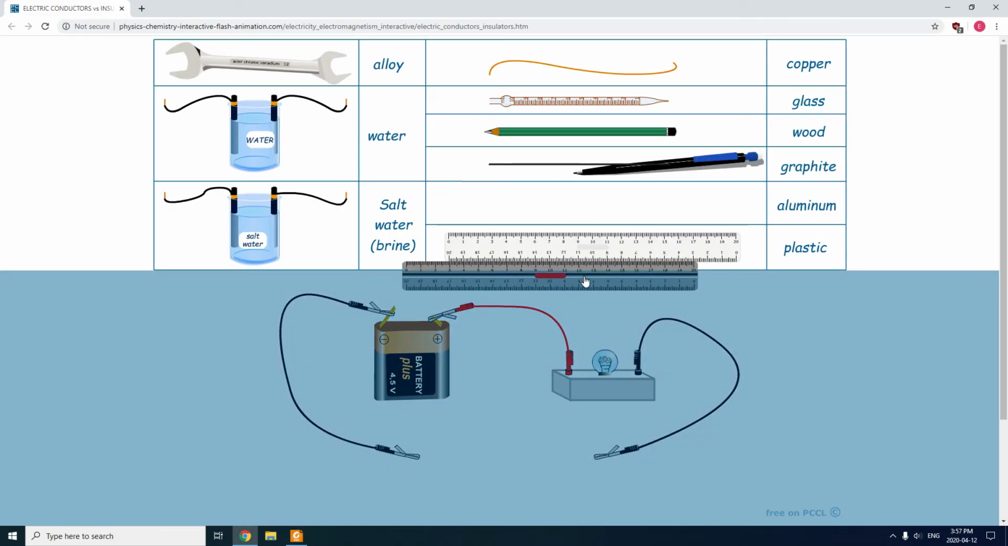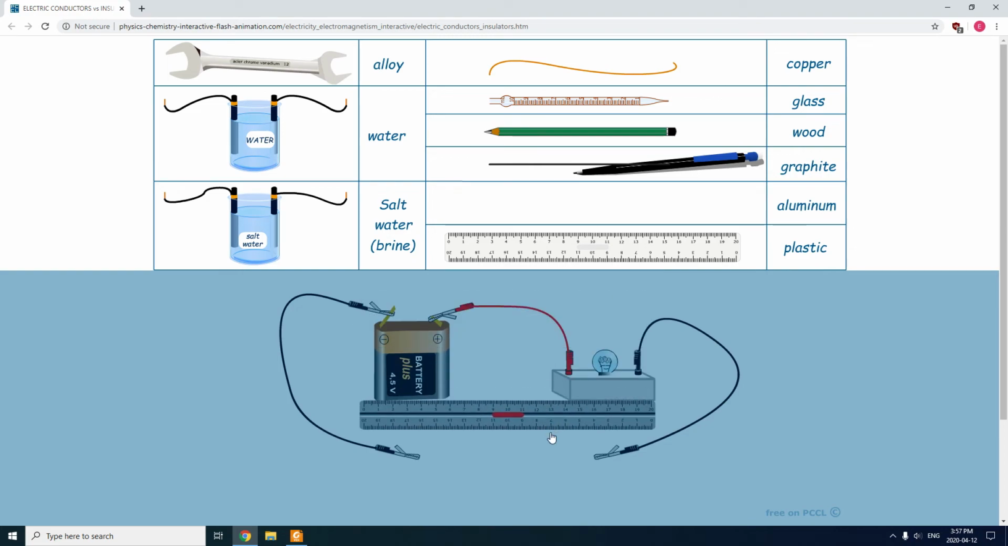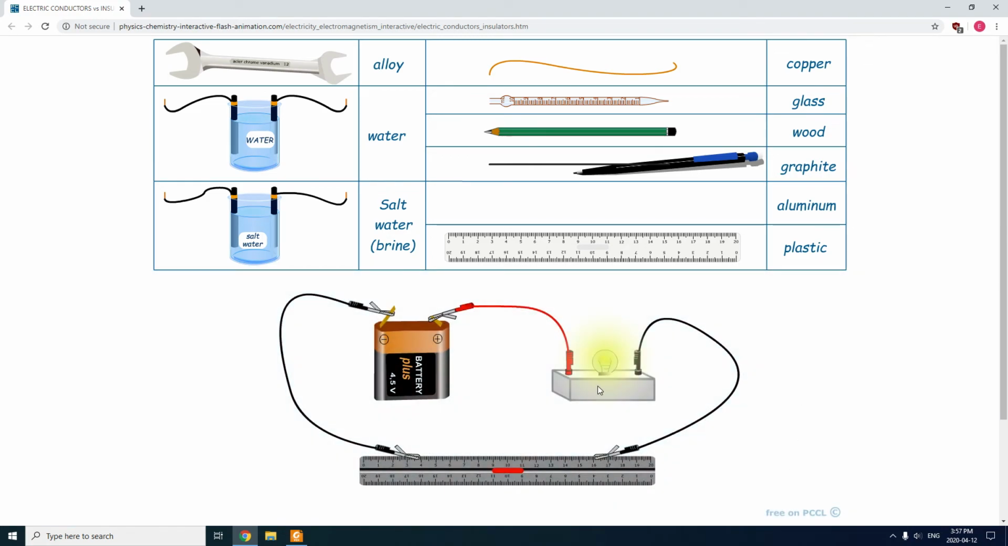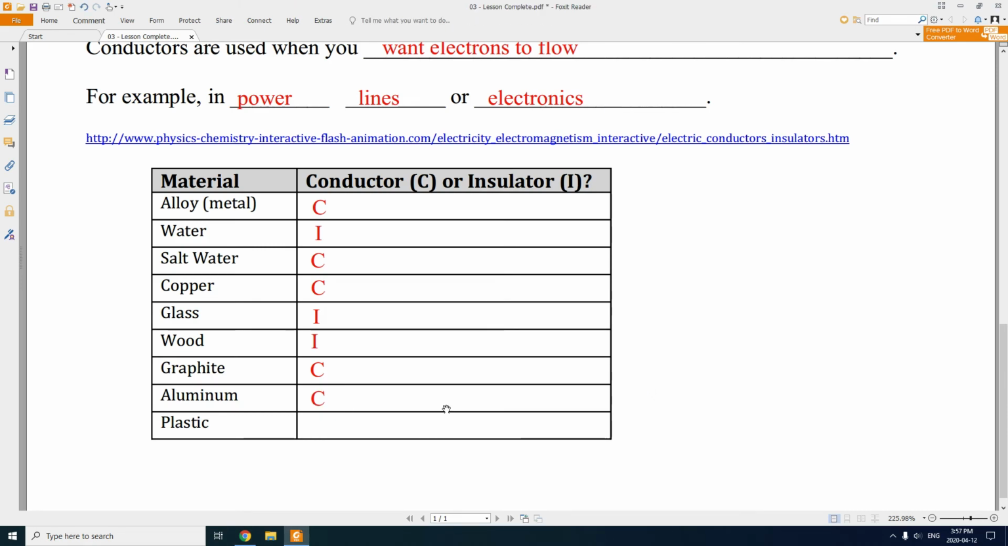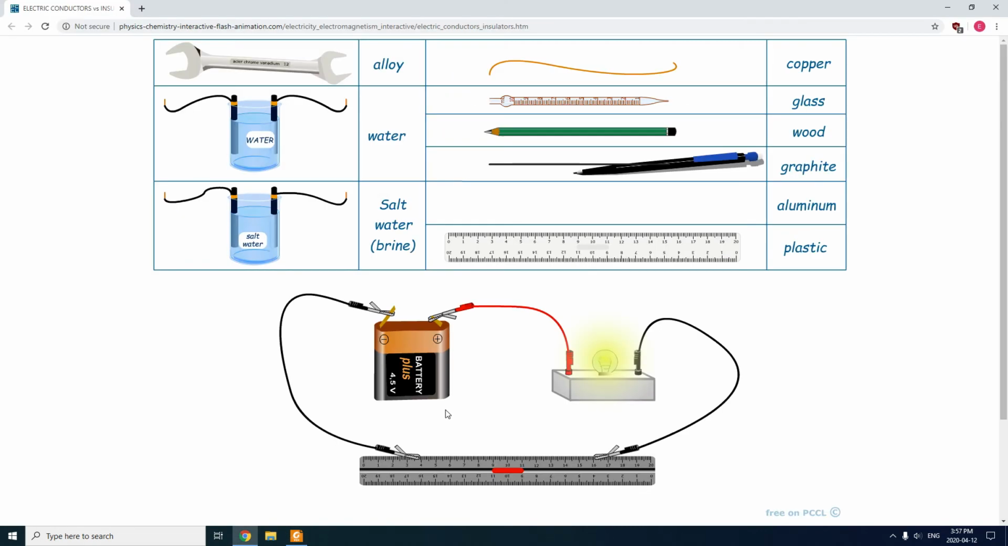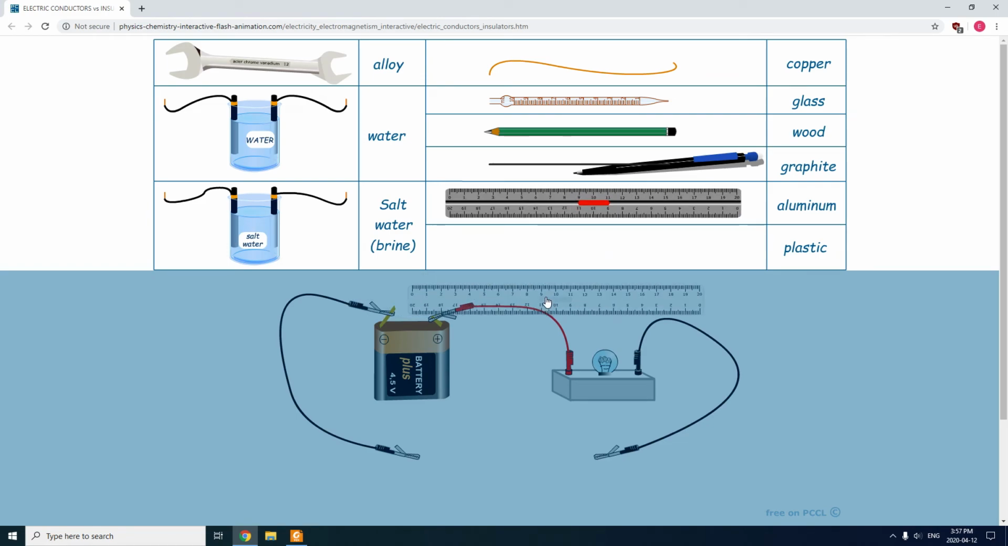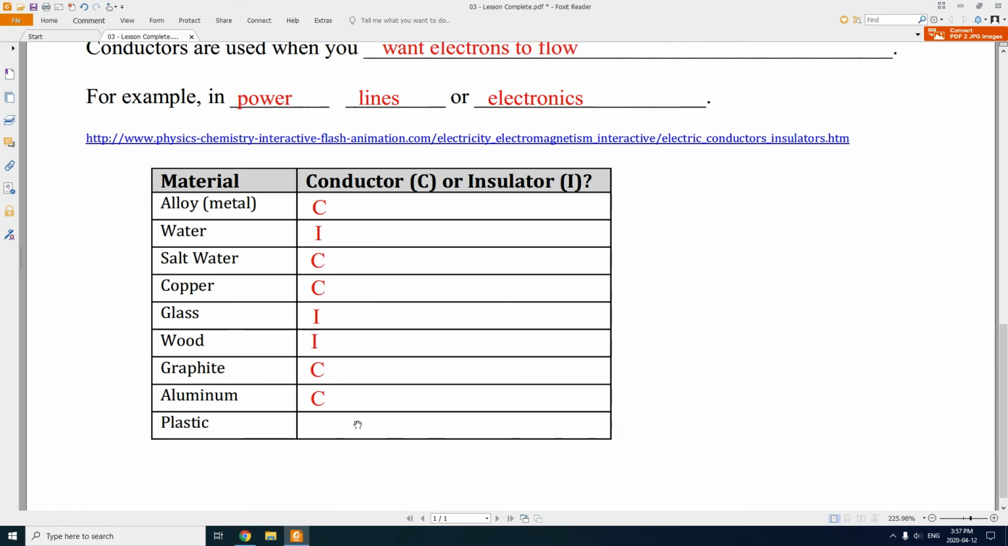Aluminum. So I take my metal, my aluminum ruler, I stick that in, and yes, it is a conductor. Electrons can flow through aluminum. Last one, plastic. Now I take my plastic ruler, I put that one in, and nothing happens. It's an insulator.